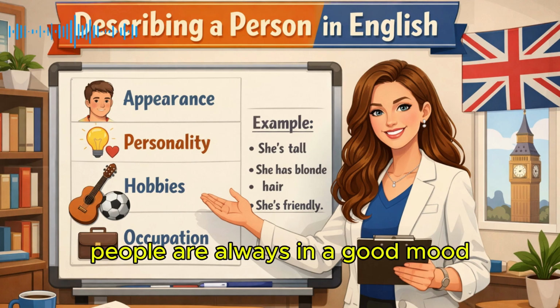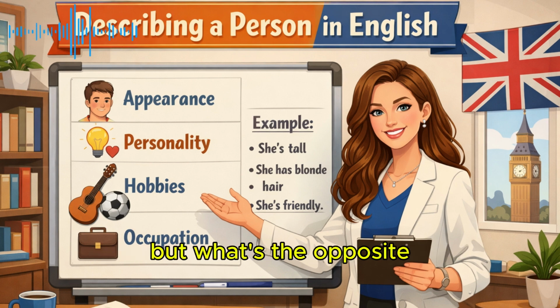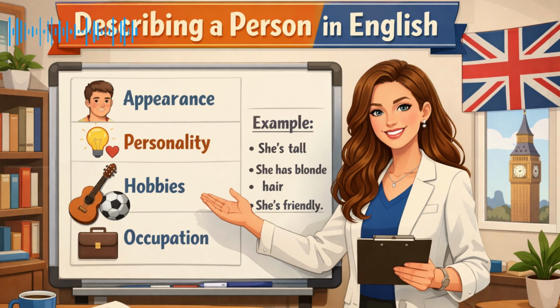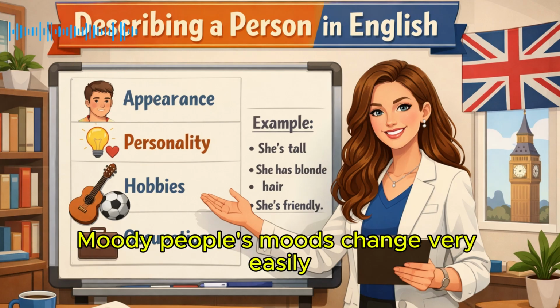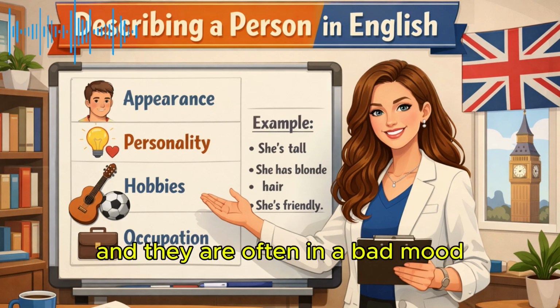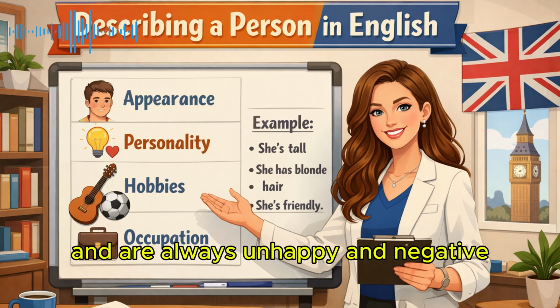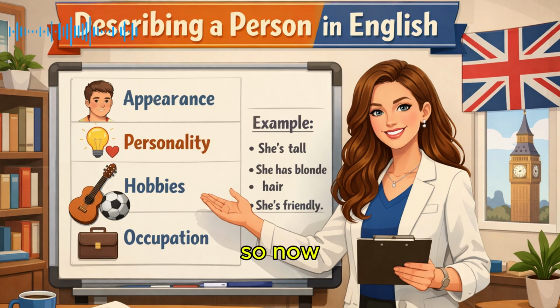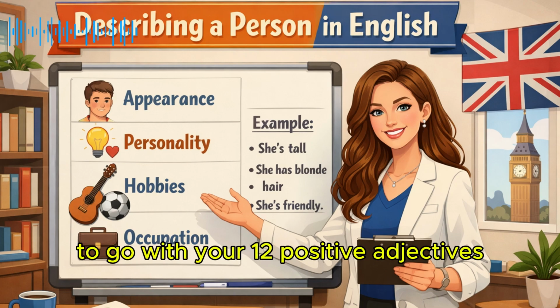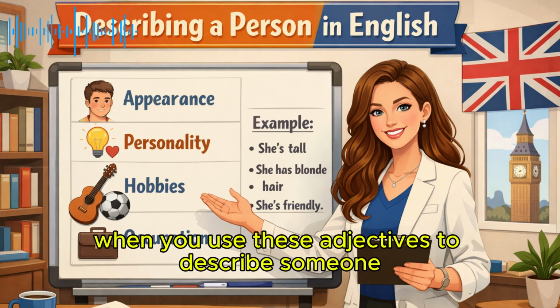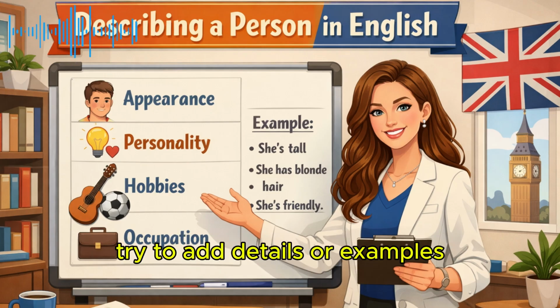Finally, cheerful people are always in a good mood, but what's the opposite? You could describe someone as moody or grumpy. Moody people's moods change very easily, and they are often in a bad mood. Grumpy people never seem to be in a good mood and are always unhappy and negative. So now, you have 12 negative adjectives to go with your 12 positive adjectives. As before, when you use these adjectives to describe someone, try to add details or examples.